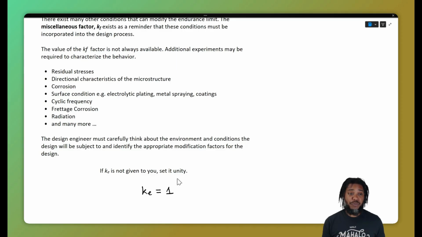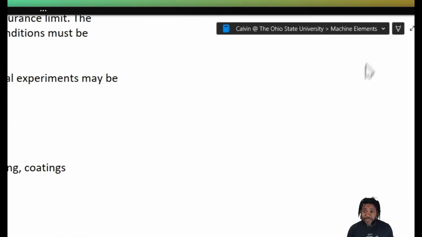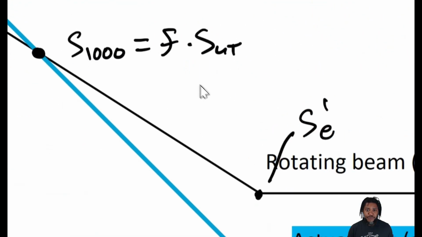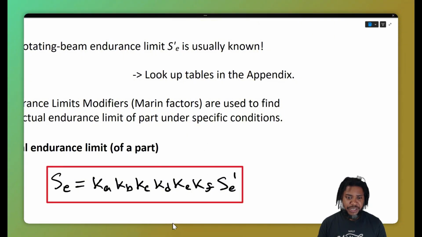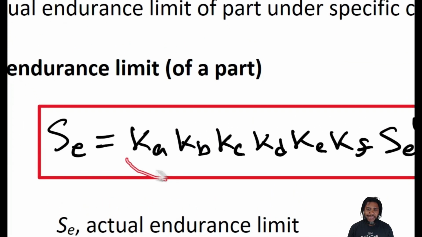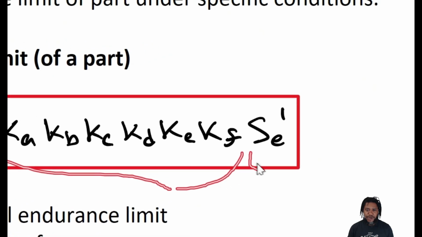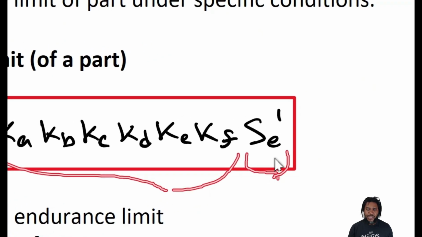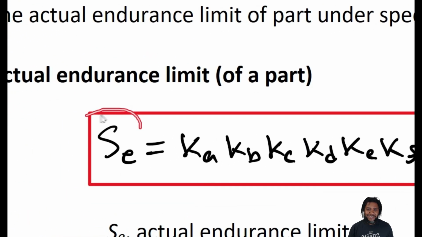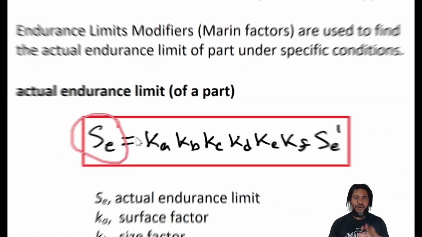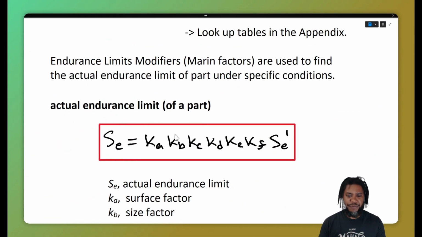So now at this point, we've covered all of the basic endurance limit modification factors. We know how to apply each of those factors. And once we've calculated them for our specific geometry, we can then multiply them by each other in our unmodified rotating beam endurance limit to get the actual endurance limit of our part under its specific conditions.